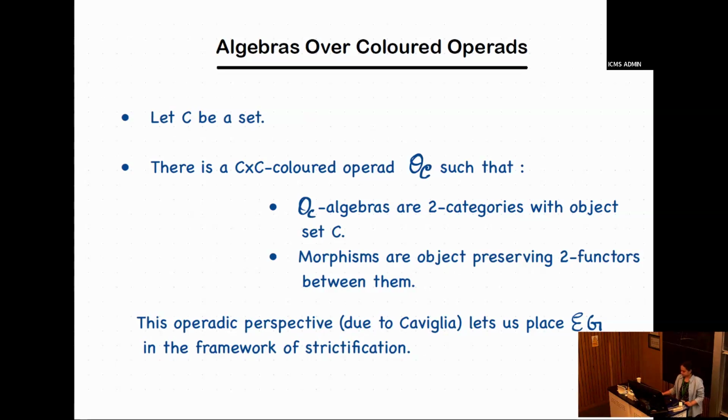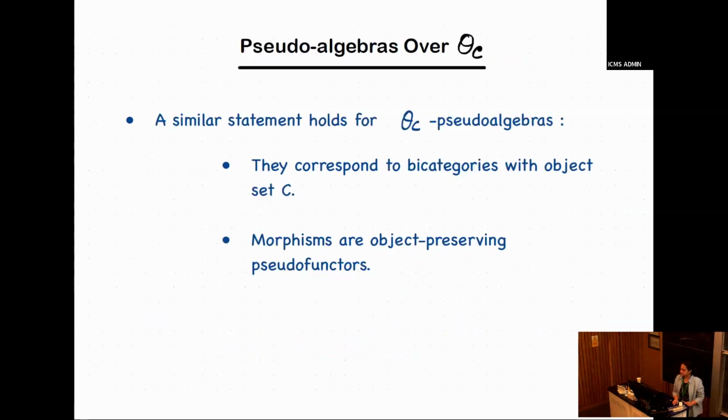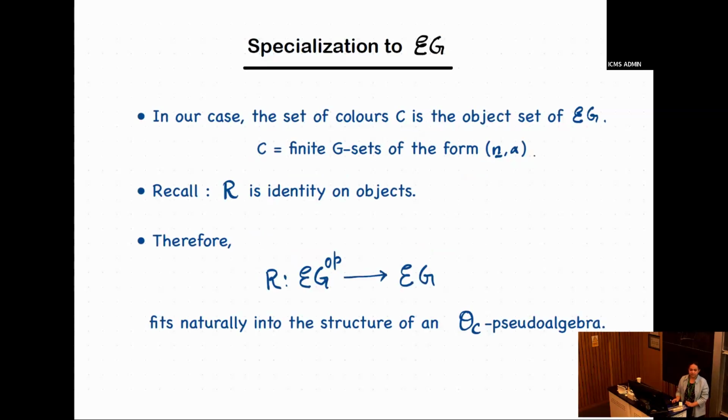And now apply the definition. Okay, and a similar thing holds for the pseudo algebras as well. They correspond to bicategories with object set C, and morphisms between them are pseudofunctors, which are object-preserving. So what do we do in our case? We will take the colors C to be the object set of EG. C is the finite sets of the form N alpha. And also recall that our R is object preserving. So it perfectly fits into the situation of our theorem.